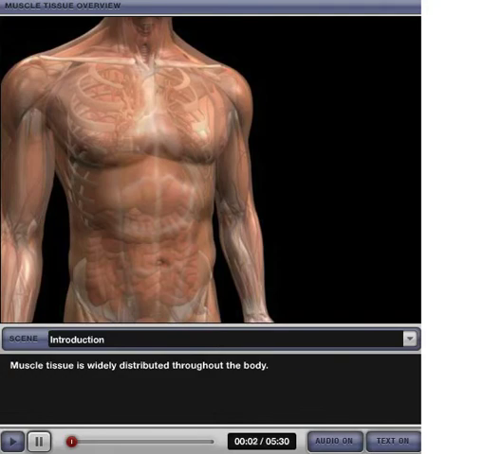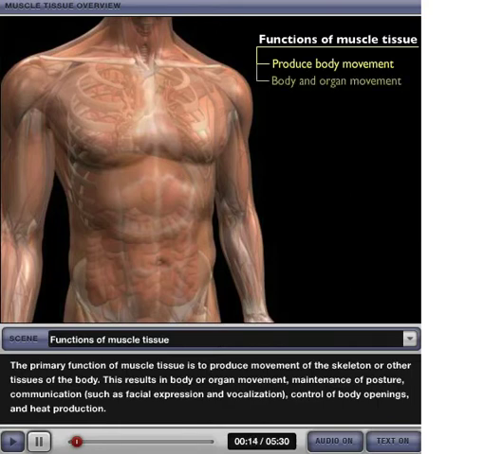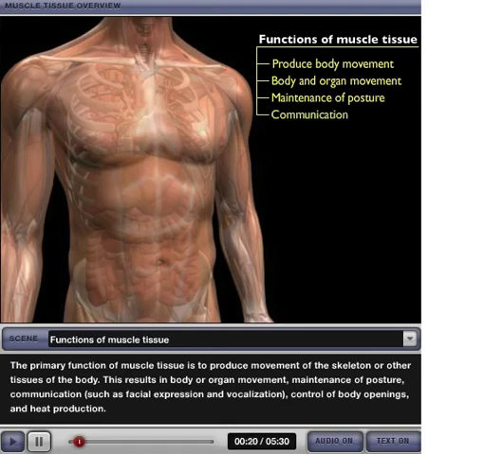Muscle tissue is widely distributed throughout the body. The primary function of muscle tissue is to produce movement of the skeleton or other tissues of the body. This results in body or organ movement, maintenance of posture, communication such as facial expressions and vocalization, control of body openings, and heat production.